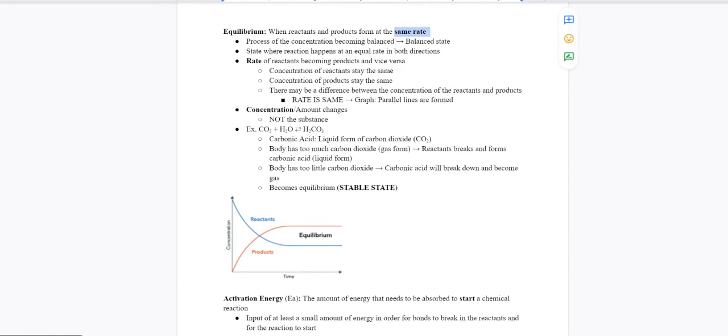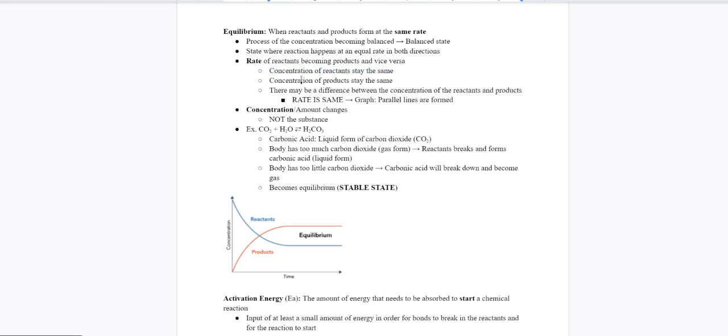So equilibrium is the process of these things becoming balanced. If you think of a scale, it's trying to become balanced. So that's equilibrium. When something reaches equilibrium, it reaches a state where both things happen at an equal rate in both directions. It means the rate of reactants becoming the products and the rate of the products becoming the reactants are the same.